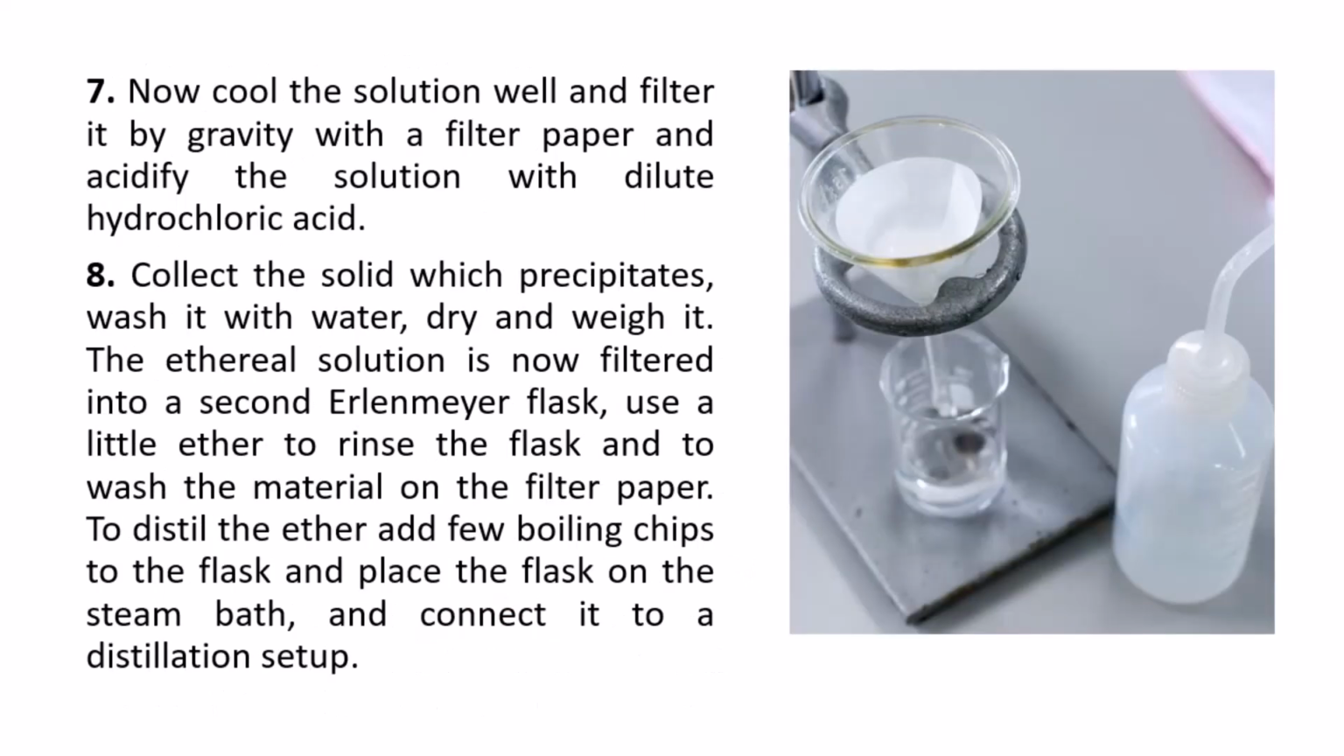After concentrating your aqueous layer to a certain volume, you can continue by filtering the solution using gravity filtration and a filter paper. Afterwards, you acidify the solution with some dilute hydrochloric acid, and the solid that precipitates on the filter paper can be weighed, and then you can use that to calculate your percentage yield of the benzoic acid.